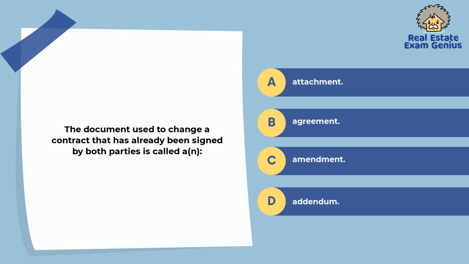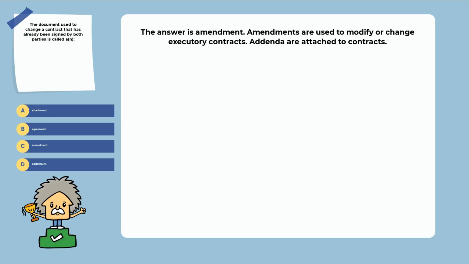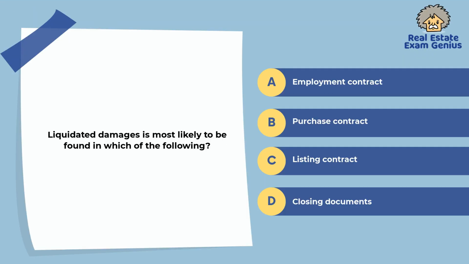The document used to change a contract that has already been signed by both parties is called an attachment, agreement, amendment, addendum. The answer is amendment. Amendments are used to modify or change executory contracts. Addenda are attached to contracts.